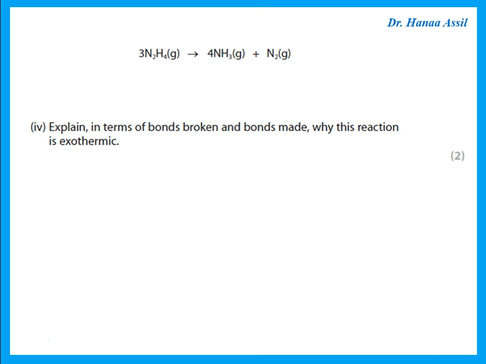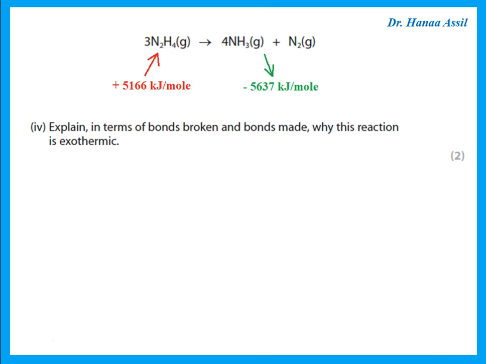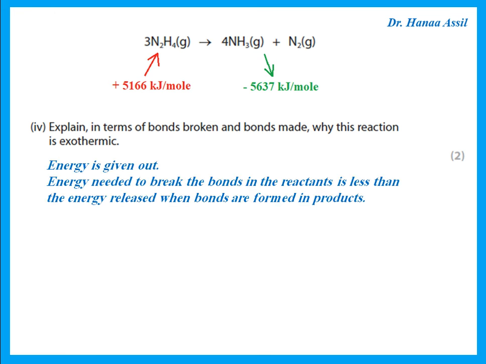So explain in terms of bonds broken and bonds made why this reaction is exothermic. Remember, if I have any reaction, we need to give it energy to break the bonds in the reactants. And then it releases energy when bonds are formed in the products. And the difference between this is the delta H. So why are we saying this is exothermic? Because energy is given out.